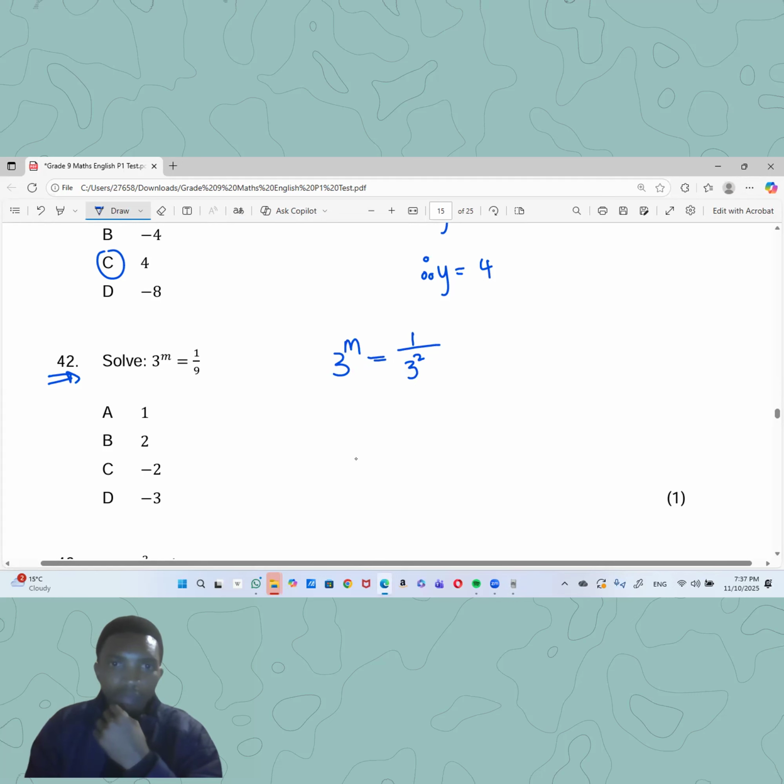But now remember, if we want to write that 3 squared at the numerator, what's going to happen to that sign there if it was positive? It will become a negative. So now in this case, we have the same bases, right? If we have the same bases, we cancel the bases, we are left only with the exponents, which is going to be m is equals to negative 2. So our answer for this one is C.